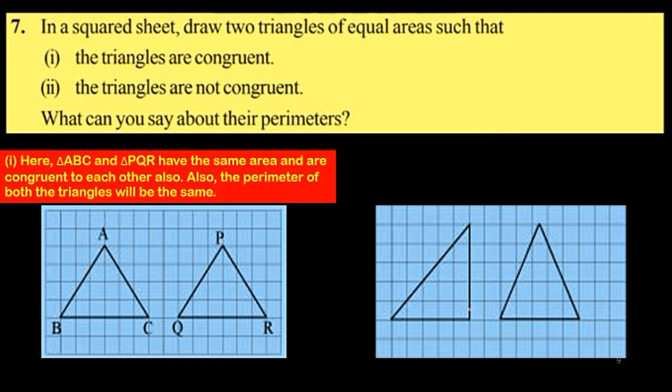So the area of the triangle, you know how to find: half into base into height. Let me show you the height and base. Quickly find out if they have the same height or not. Yes, here this is the height. So 1, 2, 3, 4, 5. 5 units is the height of the first triangle and 5 units is the height of the second triangle, right? What about the base? 5 unit is the base for the first triangle and 5 unit is the base for the second triangle. So they have equal height and base, so their areas will be equal.